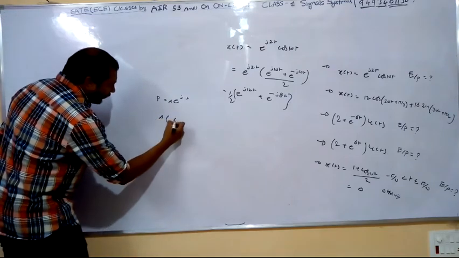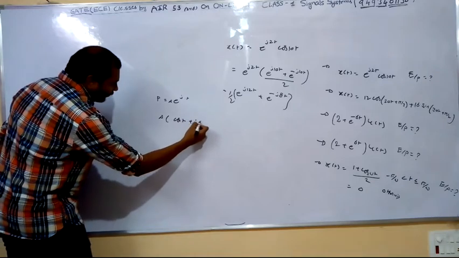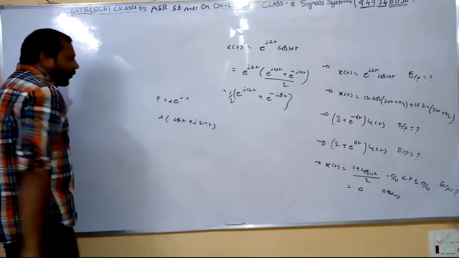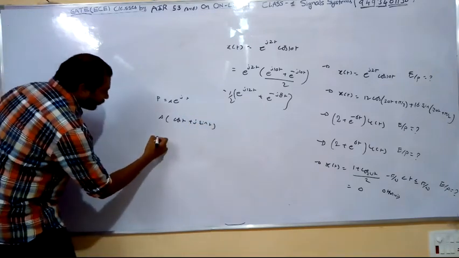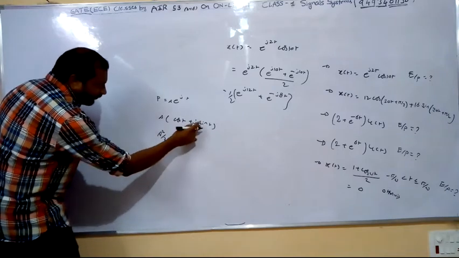What is the power of the signal? A into e to the power jt. This A e^(jt) can be represented as A into cos t plus j sin t, right? What is the power of the signal?